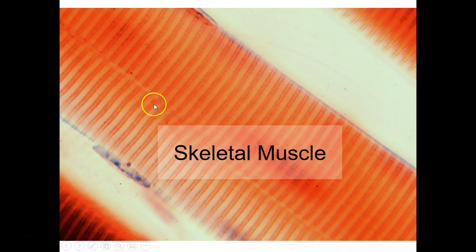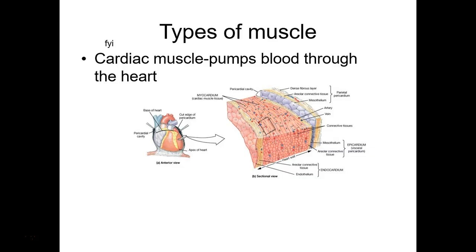Fiber equals cell, right? So I could go true or false. Skeletal muscle is multinucleated. True. Skeletal muscle is involuntary. That would be false. It's voluntary for the most part. True or false? It's striated. You go true. All right.